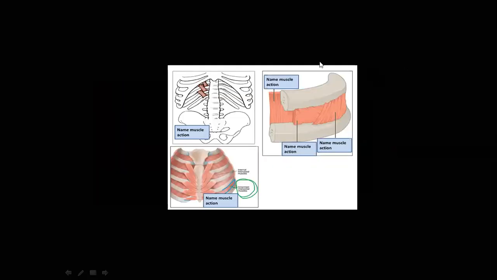This is what? Name the muscles. This is direction. This muscle is directed... which is which? External, directed downward and medially or forward.